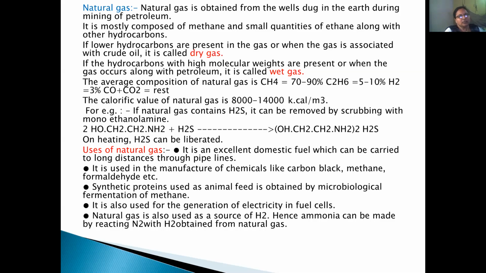The uses of natural gas: it is an excellent domestic fuel; it is used in the manufacture of chemicals like carbon black, methanol, formaldehyde, etc. Synthetic proteins used as animal feed are obtained by microbiological fermentation of methane. It is used for generation of electricity in fuel cells, and it is also used as a source of hydrogen.